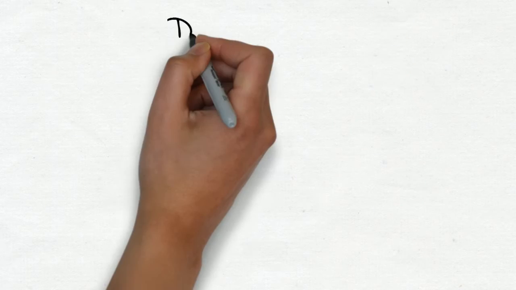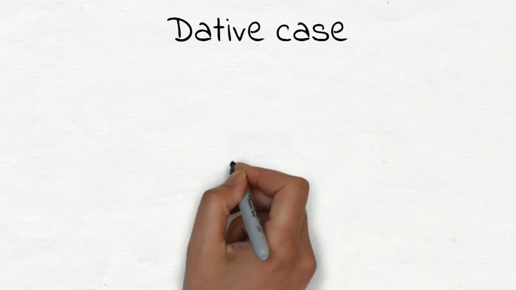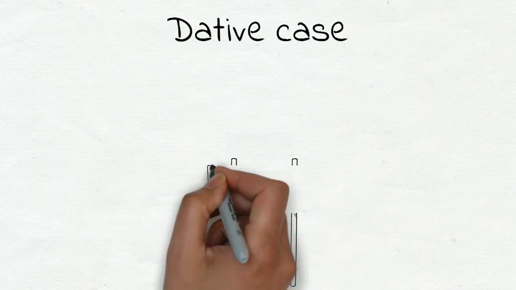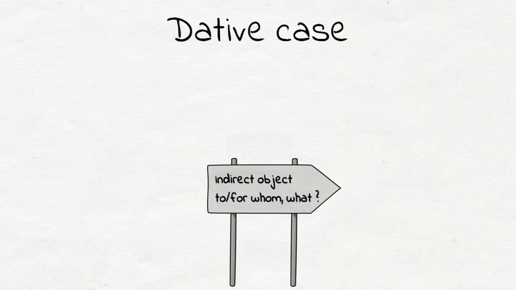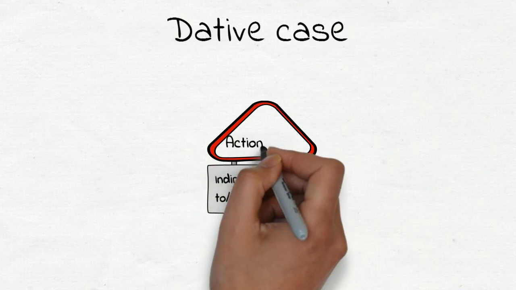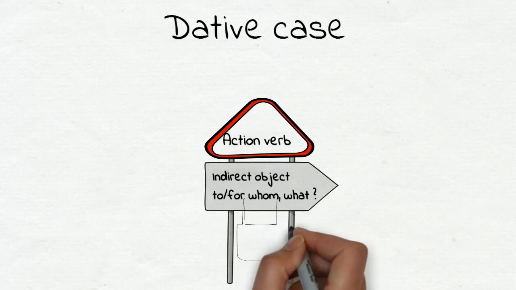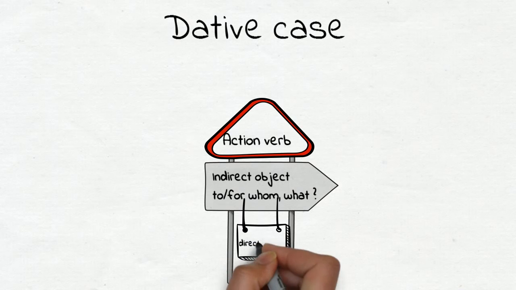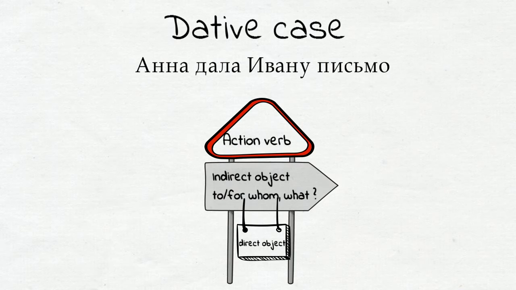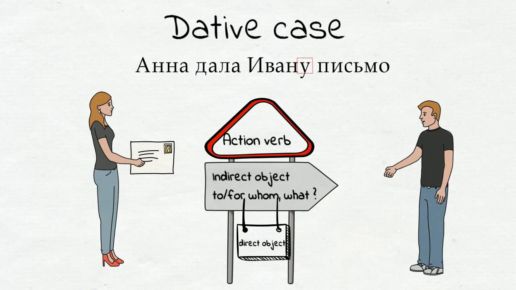The dative case. To understand the dative case, you should be familiar with the concept of indirect object. The term indirect object describes a person, place, or thing, towards which the action of the verb is being performed. Or when someone or something gets the direct object, that word is the indirect object. For example, in the sentence «Анна дала Ивану письмо», Ivan is the indirect object, and it takes the dative case.